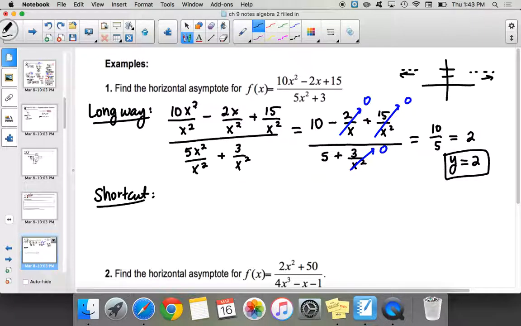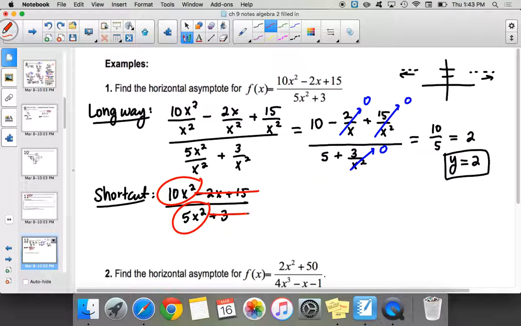So let's think about our largest degree. Our largest degree was x squared, right? If I look at my original problem, I know that anything that has a smaller degree is going to go to 0 anyway when I do the long process. So I just don't worry about those. When I have 10x squared over 5x squared, what is that? 2. So we get y equals 2. Isn't that easier? A lot of times you can just look at a function and say, oh, the largest degree is x squared, 10 divided by 5 is 2. Done. Horizontal asymptote.